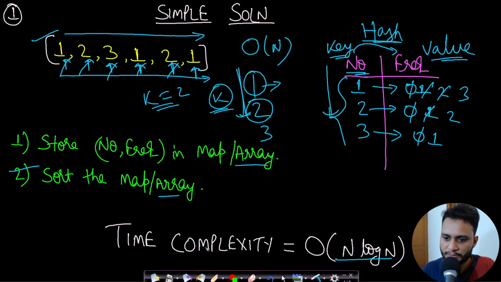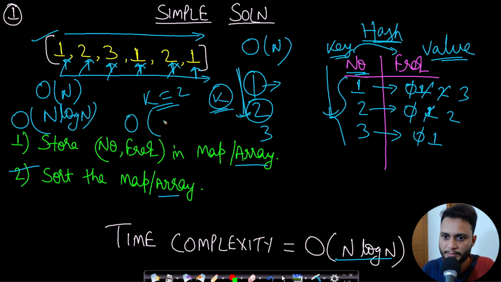So how do we improve this time complexity? What was the problem here? We have 3 steps. First one was hashing, which is just taking order of n time. Second step was sorting, which is taking order of n log n time. And the third step was just picking up the top k elements, so that was order of k. So the maximum time is order of n log n, and we need to just optimize this sorting part.